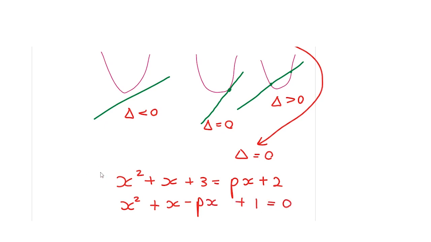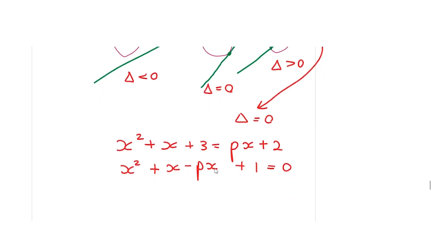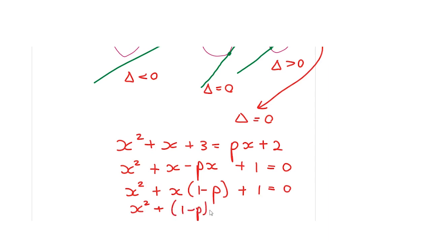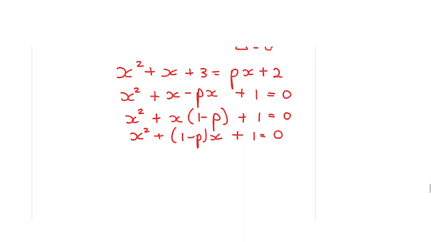Now, we need to make sure that we know what our coefficient of x is. So what we're going to do is take out an x, because it's in 2 different places, and we get x squared plus (1 minus p) x plus 1 equals 0. You may be more comfortable with me writing this like this: x squared plus 1 minus p lots of x plus 1 equals 0. This is in standard form, and I can now work out my delta. So let's do exactly that.